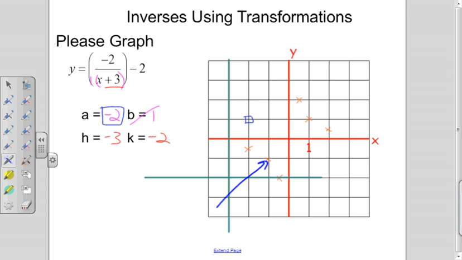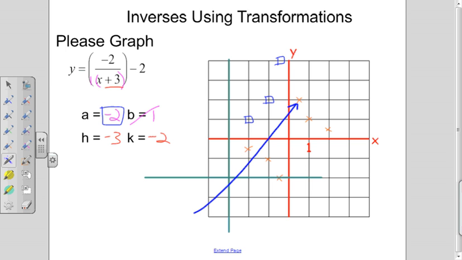This output of negative 1, when I multiply it by negative 2, is going to become 2. Then we see this output of negative 2, when I multiply it by negative 2, will become 4. Okay? Now it doesn't look like it's going to hit these new asymptotes, but it will, because you're going to get a shift. So keep going.